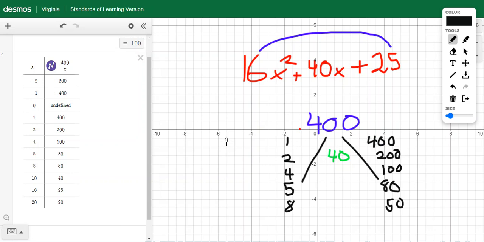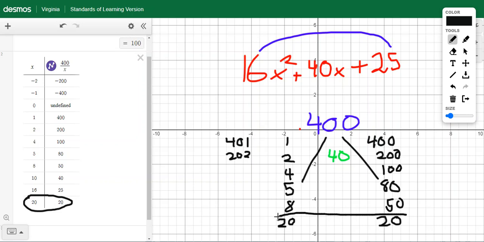Now, all of these would work to multiply to 400, but they also have to add up to 40. 1 plus 400 is going to be 401. Obviously too big. 2 and 200, 202. You get the picture. So I need ones that are closer together that are going to add up to 40. That should draw your attention right here in the table, because we know that 20 and 20 multiply to 400, and 20 plus 20 is equal to 40. So these are the two factors that I'm going to want to use.